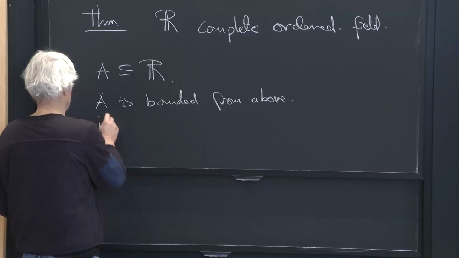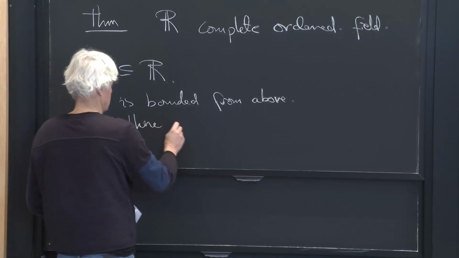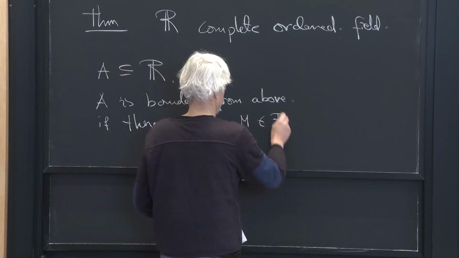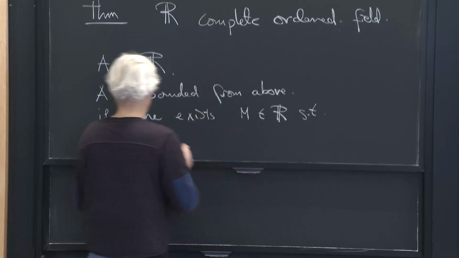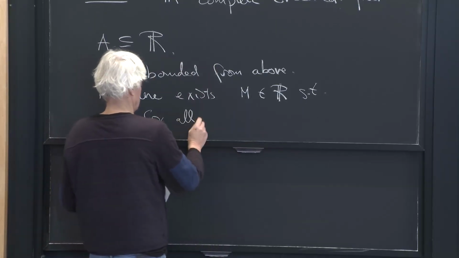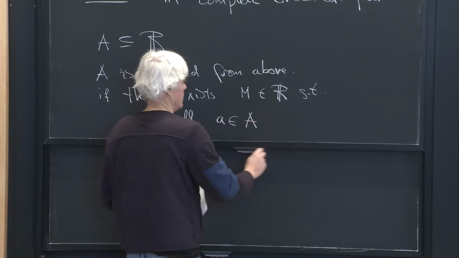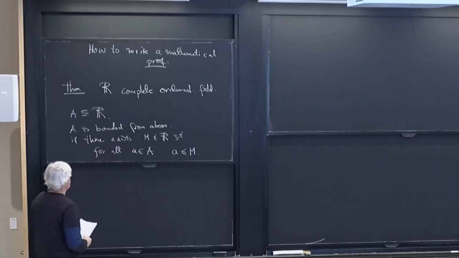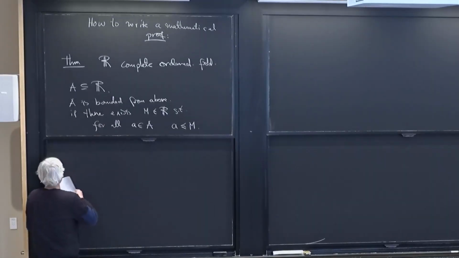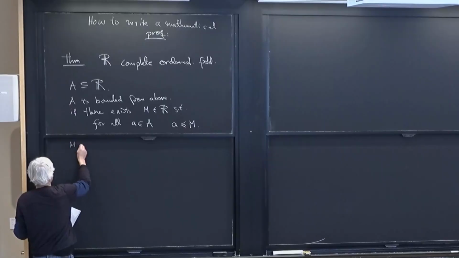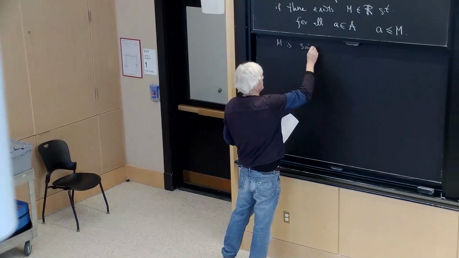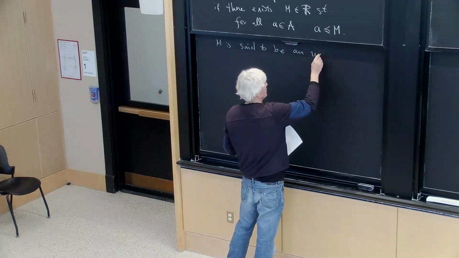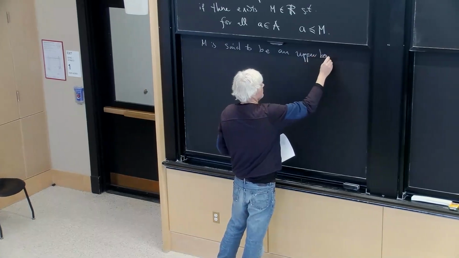if there exists M in R such that for all a in A, a is less than or equal to M. And if that's the case, then we say that M is said to be an upper bound for A.